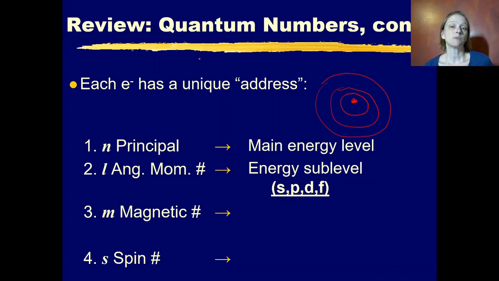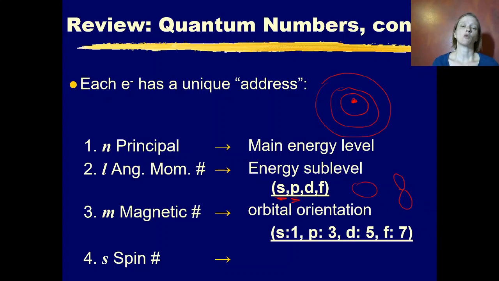The angular momentum quantum number tells us what sublevel we're in. These sublevels have characteristic shapes, and we call those S, P, D, and F. Remember, we need to know the shape of an s orbital and a p orbital. S orbitals are just spheres, and p orbitals are dumbbell-shaped.